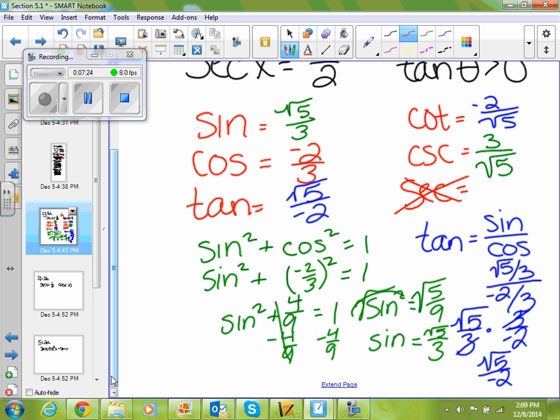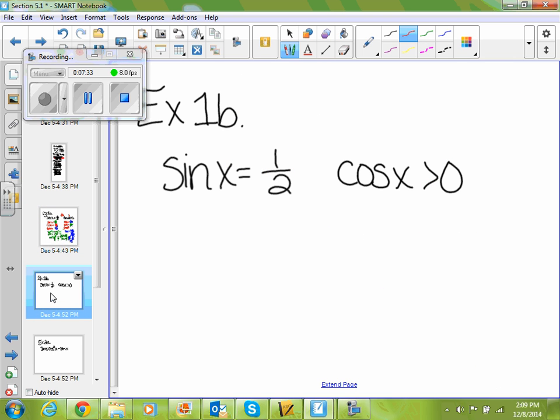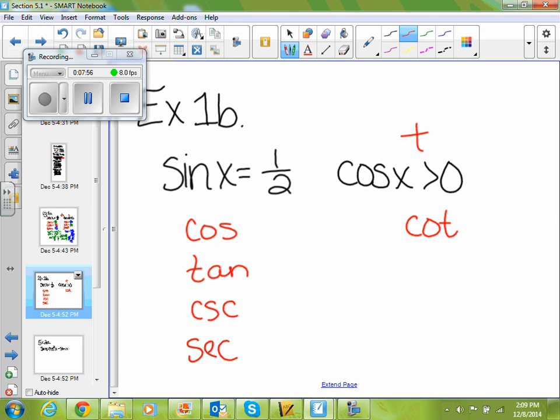Okay, so as I said, all we used on that one were my reciprocal identities and my Pythagorean identities. Let's do another one like that. If I have sine of x equals 1/2 and cosine of x is greater than 0, then I know that my cosine is positive. And I need to find the rest of my identities. So I need to find cosine, tangent, cosecant, secant, and cotangent.